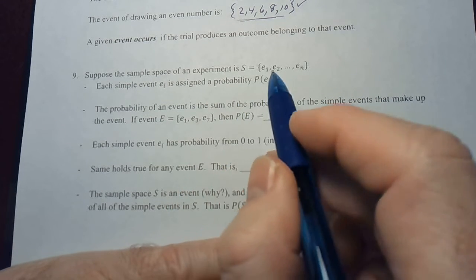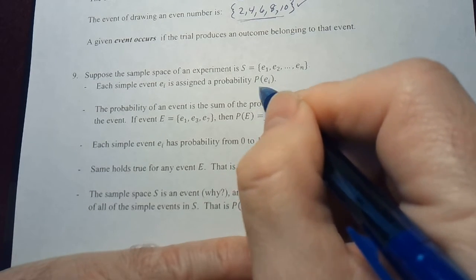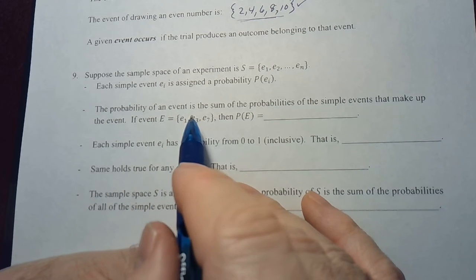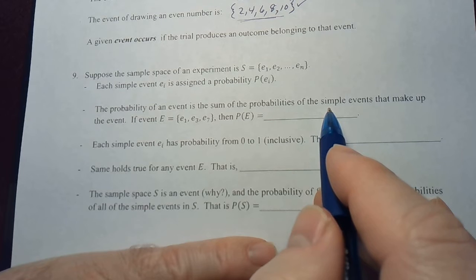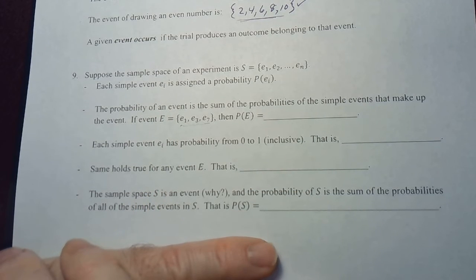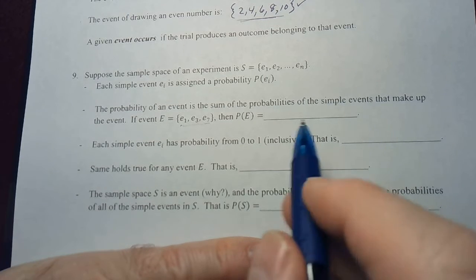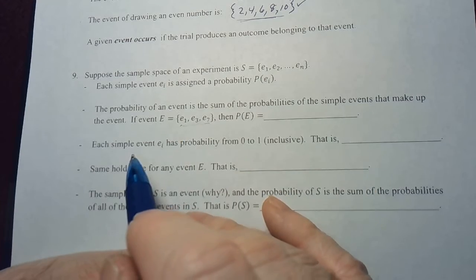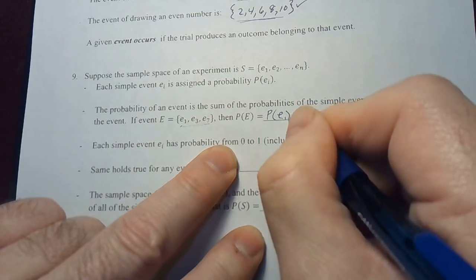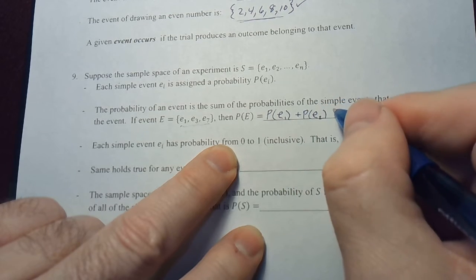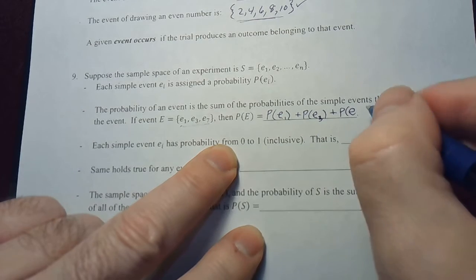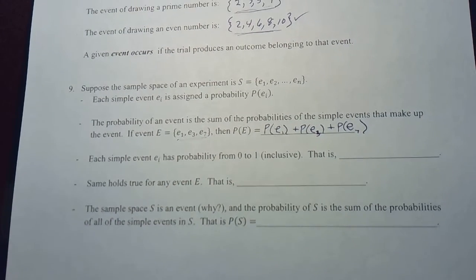Each simple event is assigned a probability, and this is the way we write probability. This is a number. Capital P means the probability that this event occurs. So the probability of an event is the sum of the probabilities of the simple events that make up that event. So for example, this event has three simple events making it up, E1, E3, and E7. So the probability that the event E occurs is the sum of the probability of each one. The probability of E1 plus the probability of E3 plus the probability of E7. Just add up the individual probabilities.